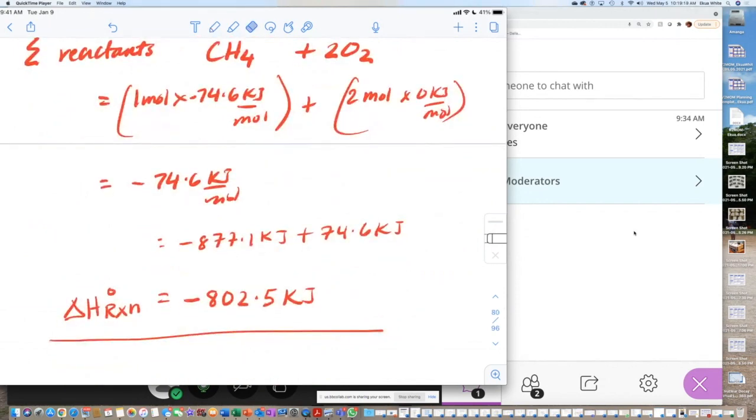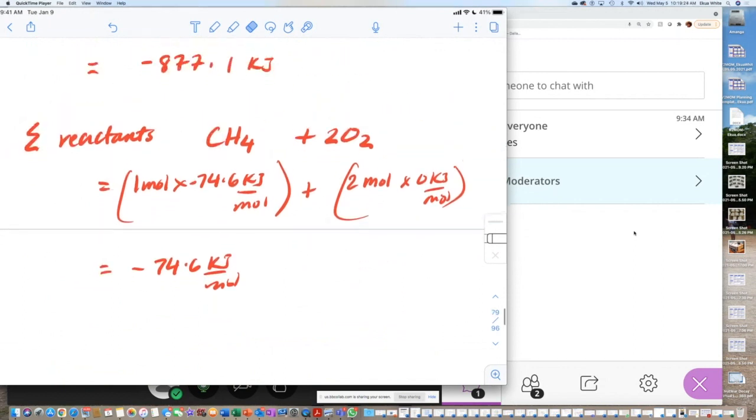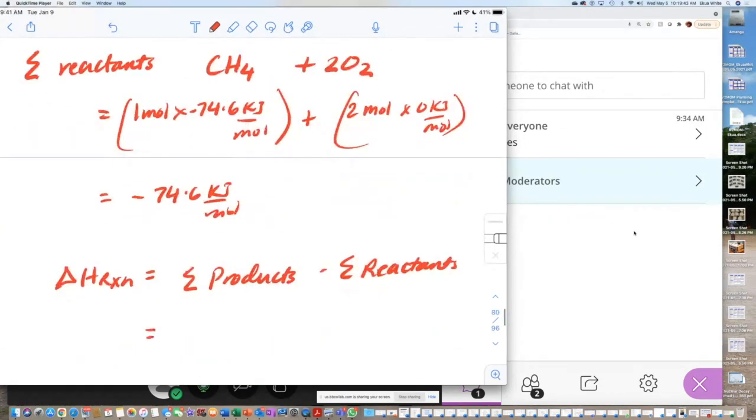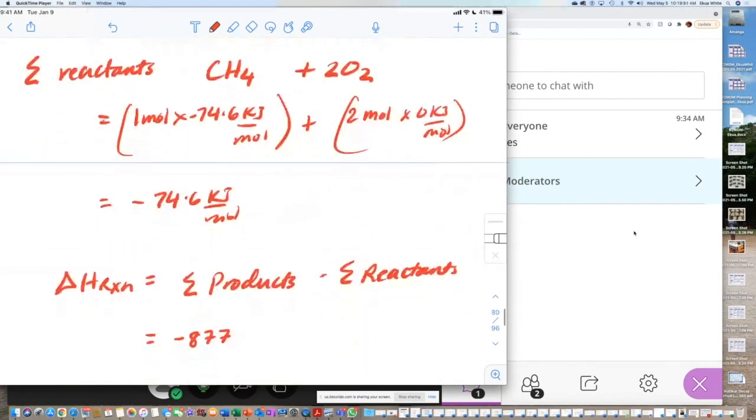Okay, so now I'm going to do what they have here to get the answer that they have. Well, when I say they, I mean this is me before. Remember, delta H of the reaction is going to equal the sum of products minus the sum of reactants. So I try to keep the formula simple. We've already done all the math. So what did I have before? Negative 877.1 kilojoules. Oh, sorry, the moles cancel here.